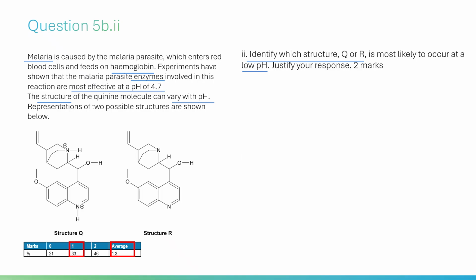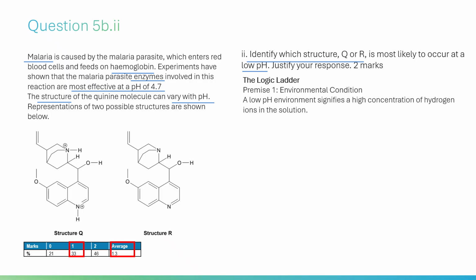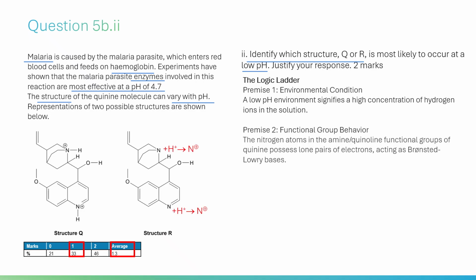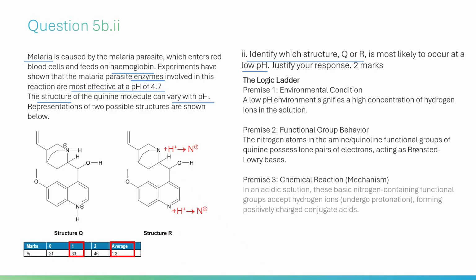The logic ladder. Premise 1, environmental condition. A low pH environment signifies a high concentration of hydrogen ions in the solution. Premise 2, functional group behavior. The nitrogen atoms in the amine and quinoline functional groups of quinine possess lone pairs of electrons, acting as Bronsted-Lowry bases. Premise 3, chemical reaction mechanism.